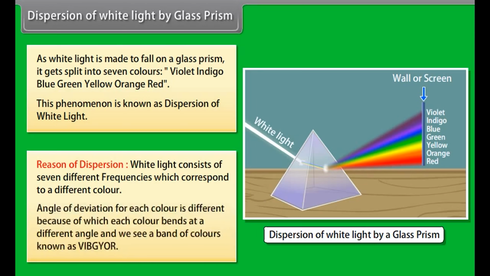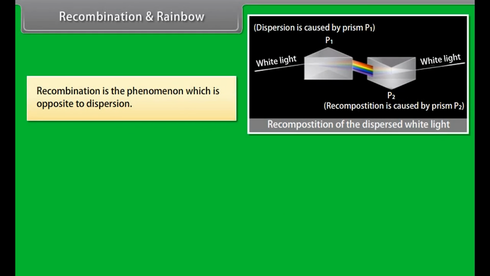Recombination and rainbow. Recombination. Isaac Newton observed that if he keeps 2 glass prisms parallel to each other such that one is inverted with respect to the other, then white light entering one prism gets split into 7 colors, which when they fall on the other prism, recombine to give white light again. This is termed recombination.